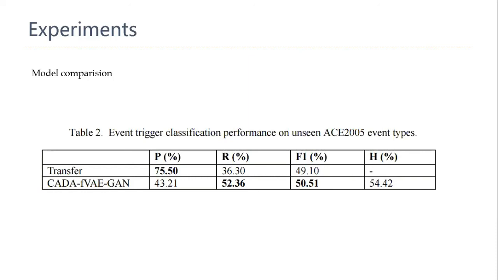So we can see from this table that the VAE plus GNN could be used to generate features for event detection tasks in transfer learning situations.